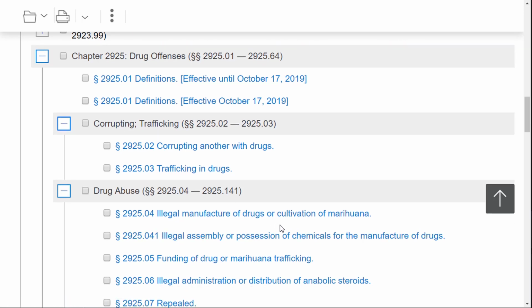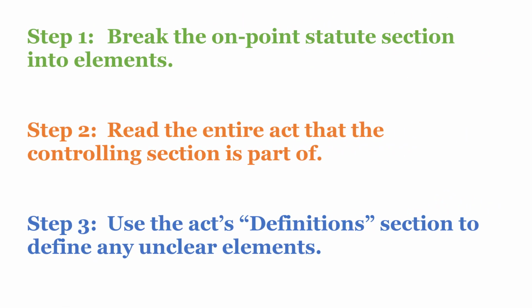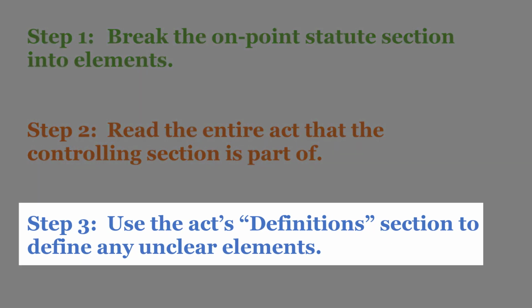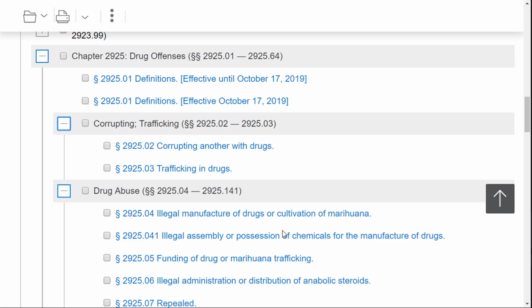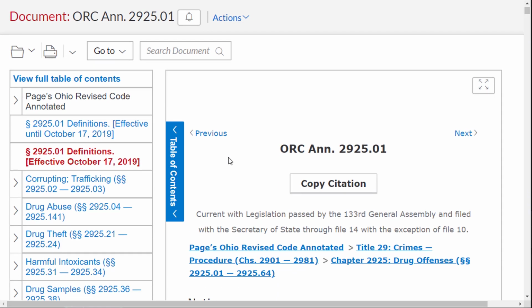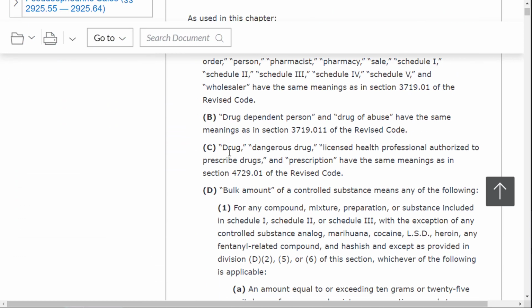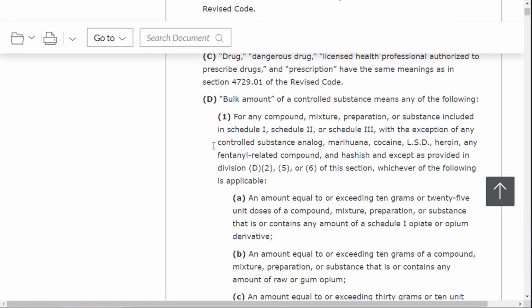And then step 3 is where we need to then just pinpoint the definition section. And I'm sticking here at the Table of Contents because the definition section is usually at the beginning of the act or the section or the chapter, again, however it's organized. And so I'm going to click on the definition section here, and it will then define for us bulk amount under this sub D here.